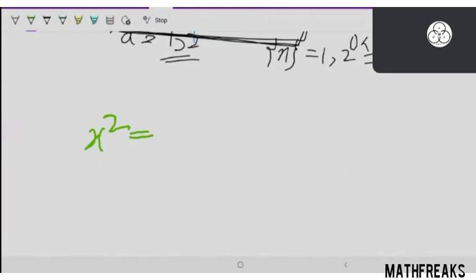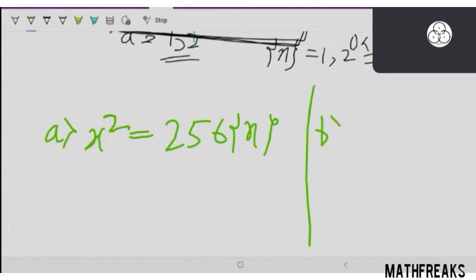x square equals 256x. This is question number A and question number B. Okay, just solve one question at a time. Have you solved it? Okay, I guess that you have solved it.